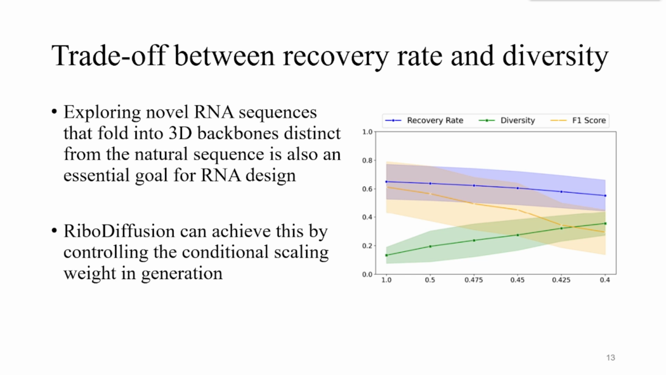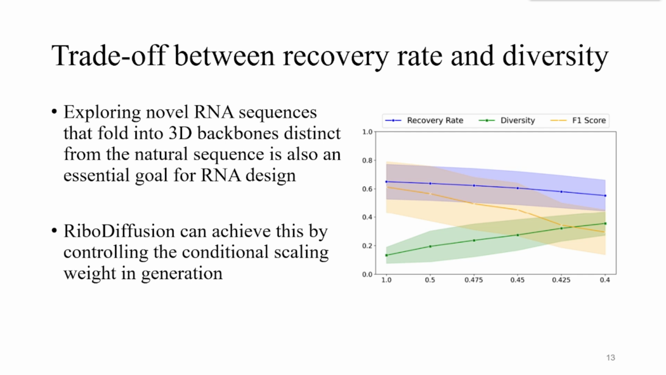The benchmarking mentioned before considers the similarity between native sequences and the generated sequences. However, exploring novel RNA sequences that have the potential to fold into this fixed backbone, distinct from native sequences, is still a realistic demand for RNA design. And there is a trade-off between the sequence diversity and the recovery rate of the generated sequences. RiboDiffusion can achieve this balance by controlling the conditional scaling weight.